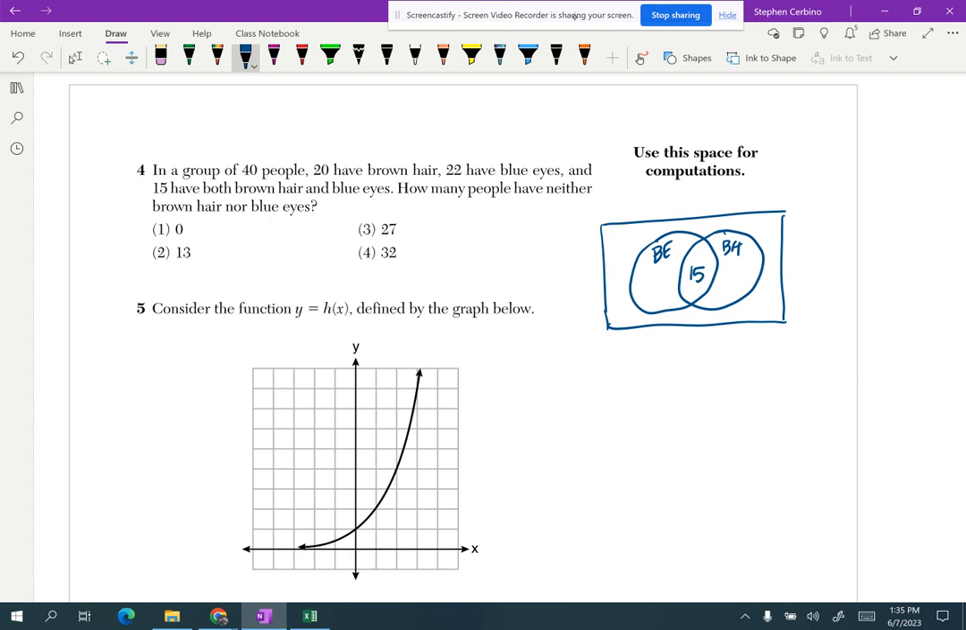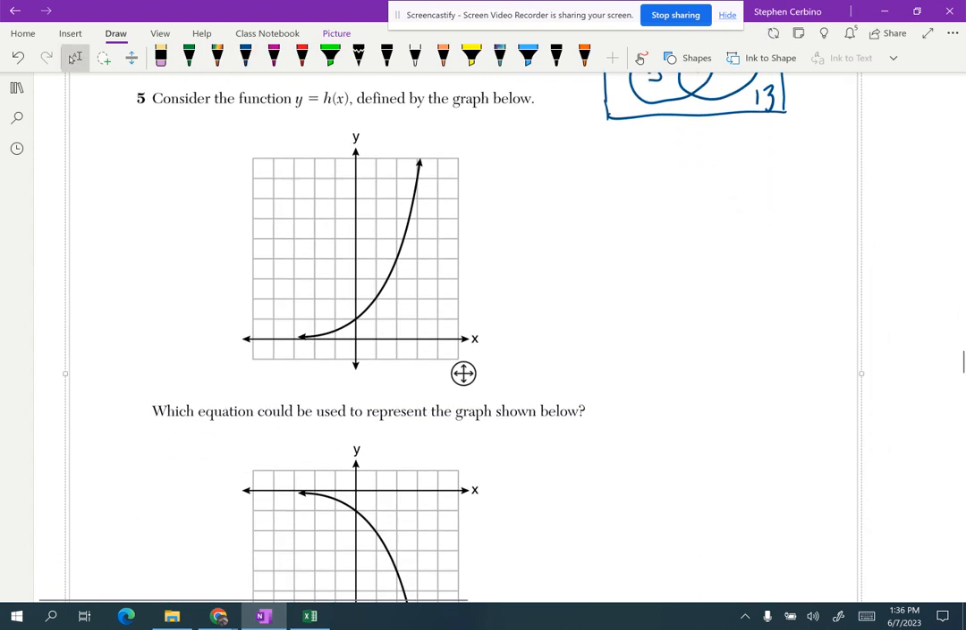So in the blue eye circle, that whole circle has to add up to 20. So this other piece is just 5. The whole blue eyes, brown hair circle has to add up to 22. So we'll put 7 in here. And all of it has to add up to 40. So if I add these 3 numbers and subtract it from 40, I would be left with 13. 13 is our neither number, so that's choice 2.